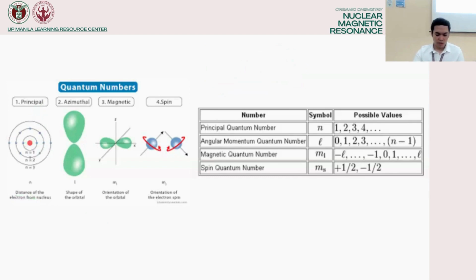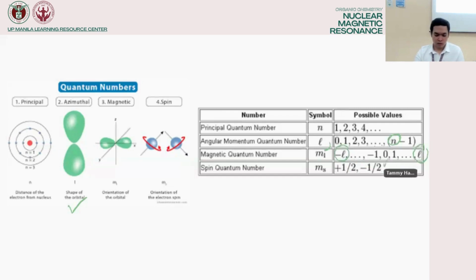Next, azimuthal or angular momentum: that's the shape of your orbital. It's denoted by L, and its values are 0, 1, 2, 3 up to n-1. Review that on your own because it's not our focus for today. I'm just giving you an intro so you won't be confused about the spin-spin that happens, and what the relevance of spin is. Next, let's go to the magnetic one. That's the orientation: it's either in the x-axis, y-axis, or z-axis, and its values are from negative L to positive L. The center is 0.